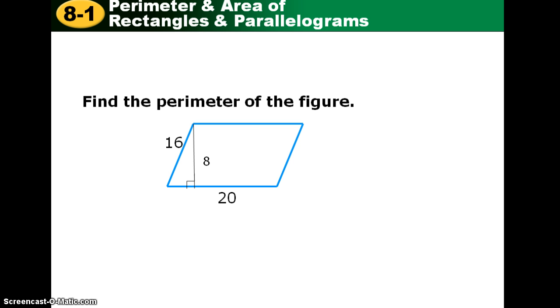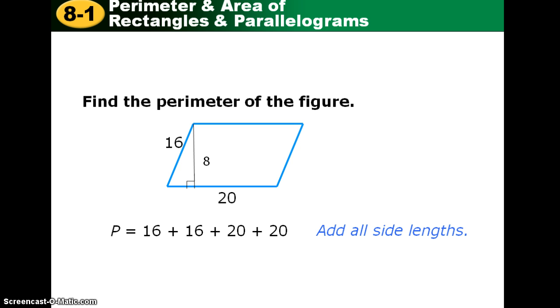Let's find the perimeter of the figure. 16 and 20 are on the outside, 8 is on the inside, so 8 is not part of the perimeter. We need to add all the side lengths. Because this is a parallelogram, we know that there are 2 sides that are 16 units and 2 sides that are 20. We add those 4 values together for 72 units.